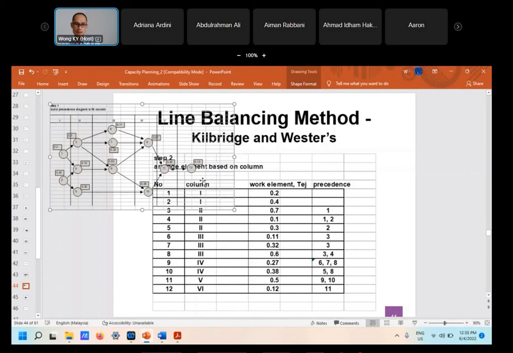Okay, so when you arrange them based on column, make sure you also arrange the work element time and the precedence as well. The precedence has to follow.